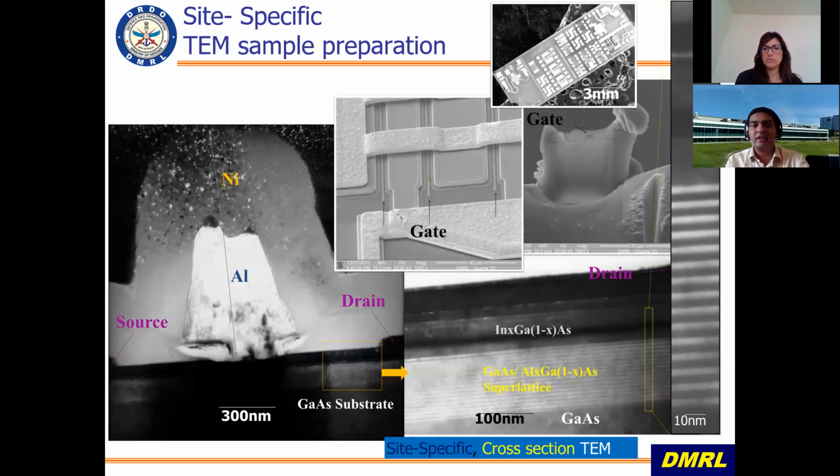This is another example of a very small gate structure. If you see here, that's the actual device of an HBT, and these are the small gates here. Using the dual beam, we can prepare very site-specific cross-sectional samples, and we can see the different multilayers, how they're stacked together. And we can study the interfacial roughness or dislocations. So those are the things we can do.